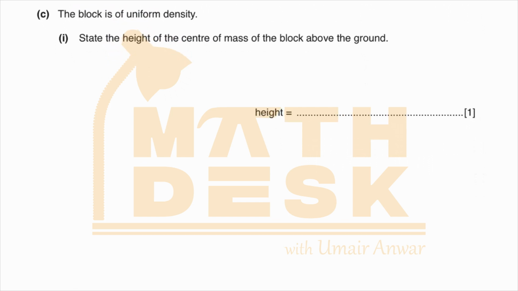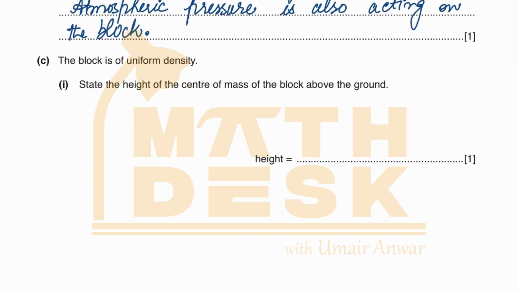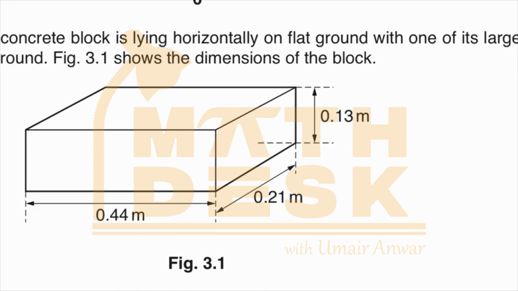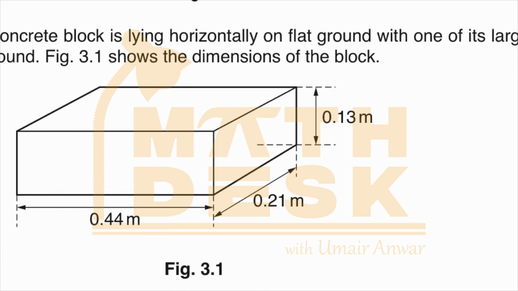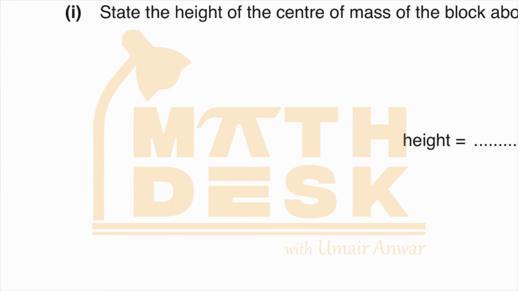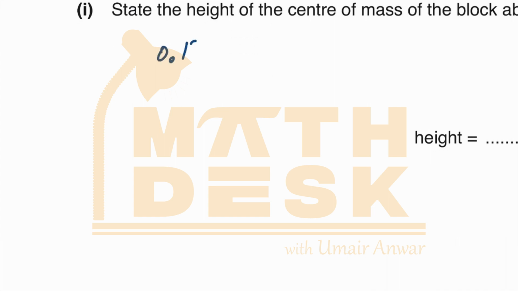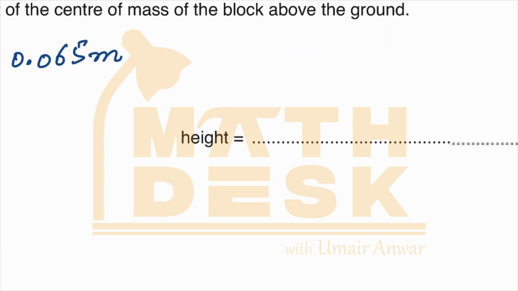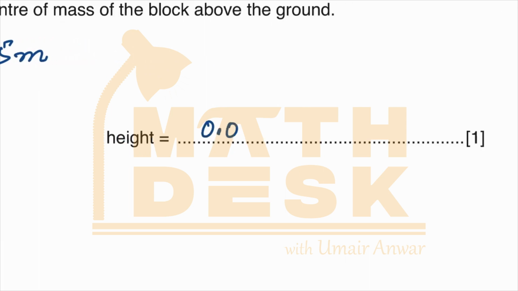The block is of uniform density. State the height of the center of mass of the block above the ground. So in this position, the center of mass would be halfway as compared to the height given to us. So for this, we would be taking half of this height value, and it would come out to be 0.065 meters. So the value of height of center of mass is 0.065 meters.